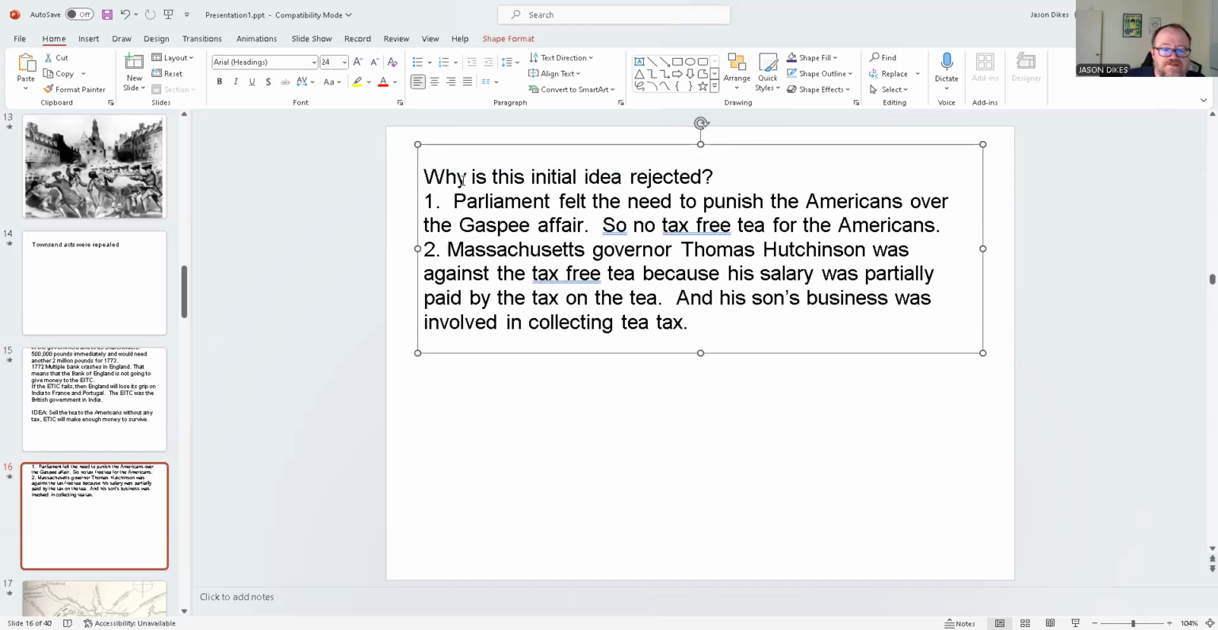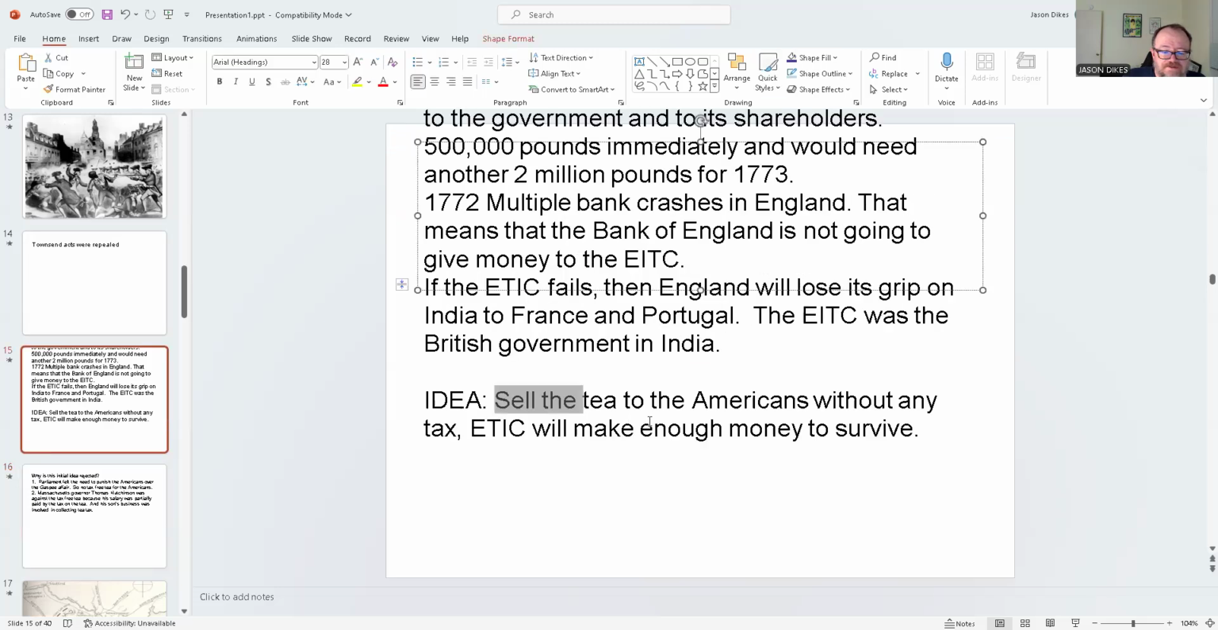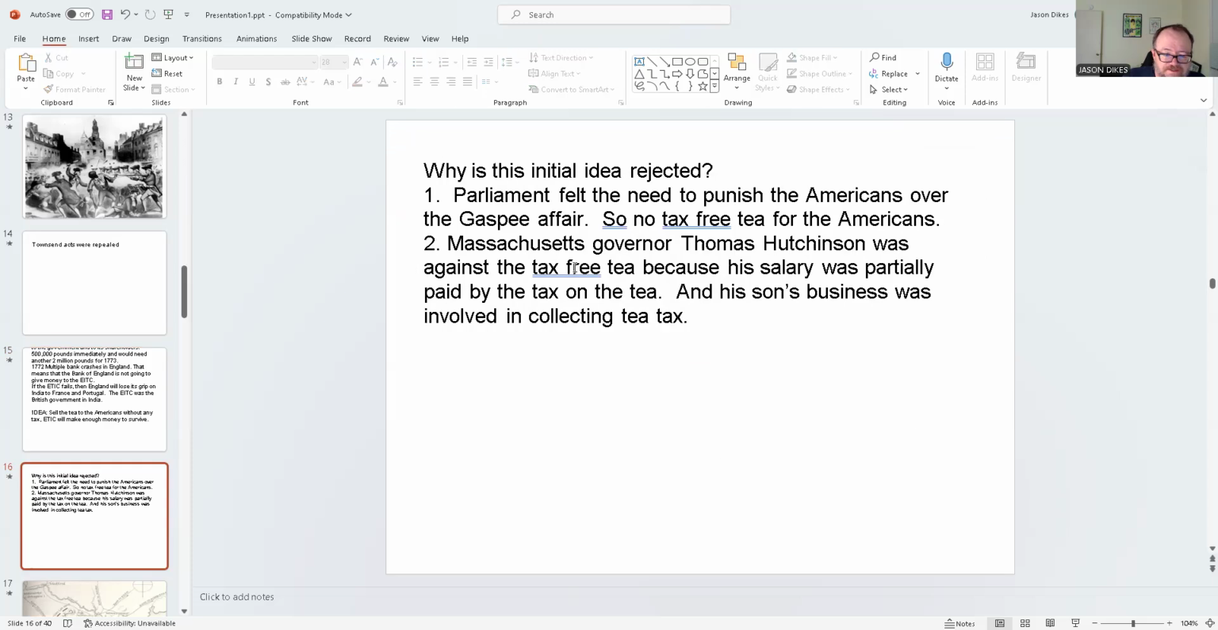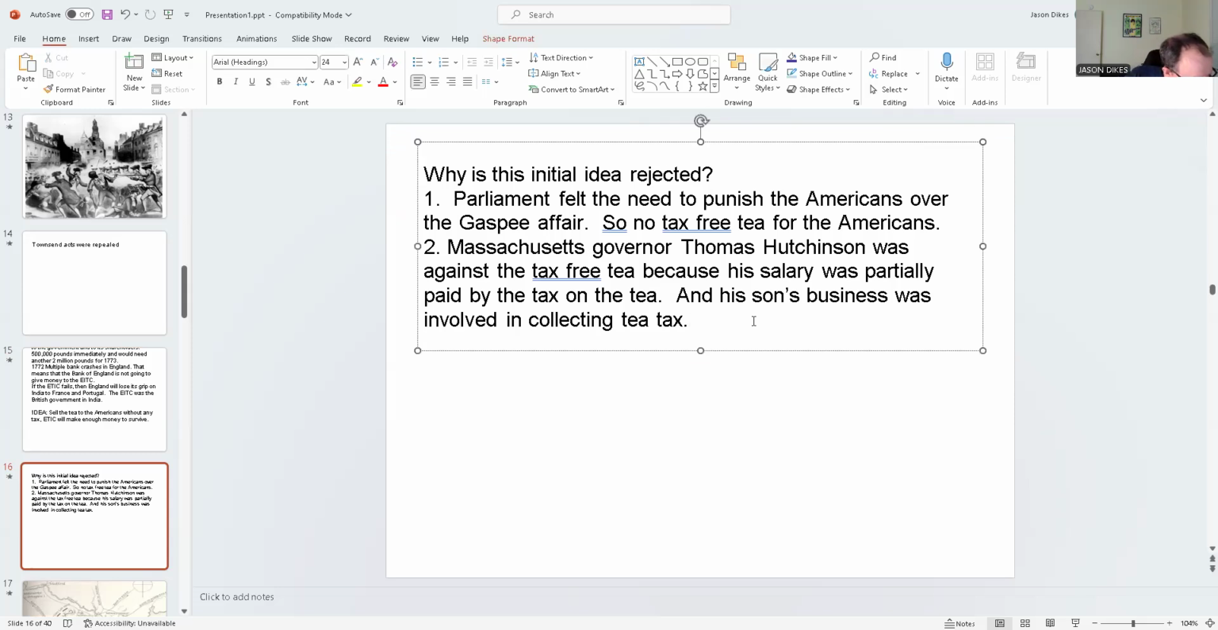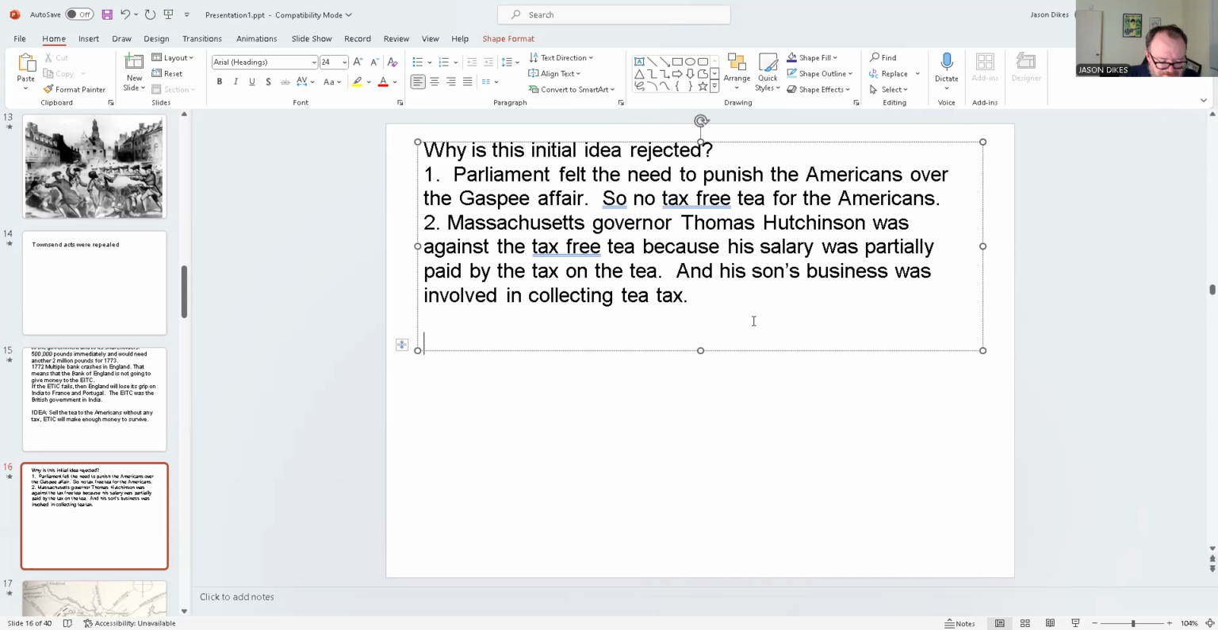So for these two reasons, this idea, sell the tea to the Americans without any tax, is rejected. Parliament needs to punish the Americans for the Gaspee affair, and the Massachusetts governor opposes it because of his salary and his son's business. So what the Tea Act does is a lower tax on the EITC.